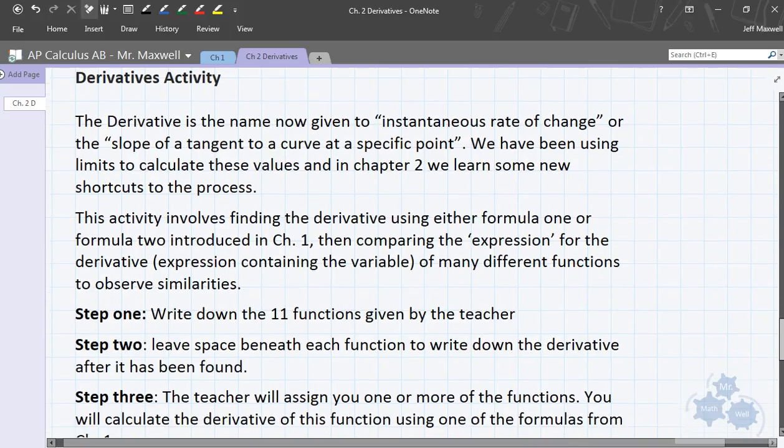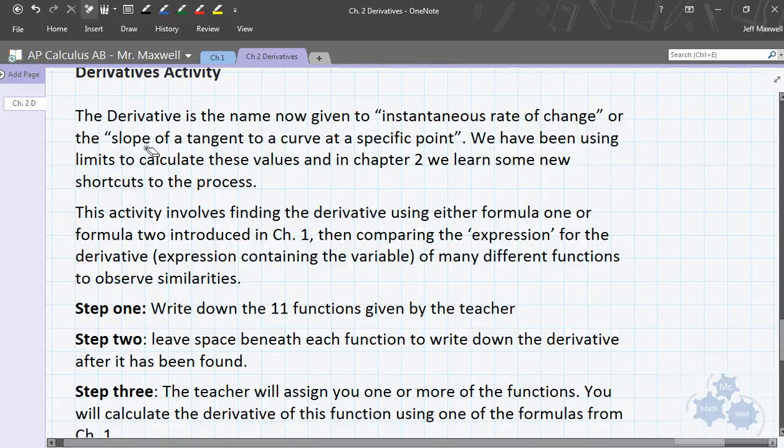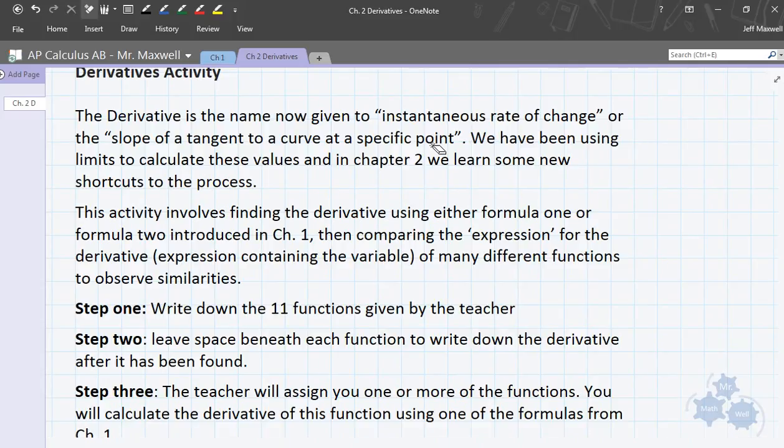Okay, so I'm just going to read through it real careful. We've talked about the derivative now as being the instantaneous rate of change, or the slope of the tangent to a curve at a specific point. So what we've been doing in Chapter 1 has been finding the derivative, but we haven't said that yet. That's what it actually was. So we're calling this now the derivative.